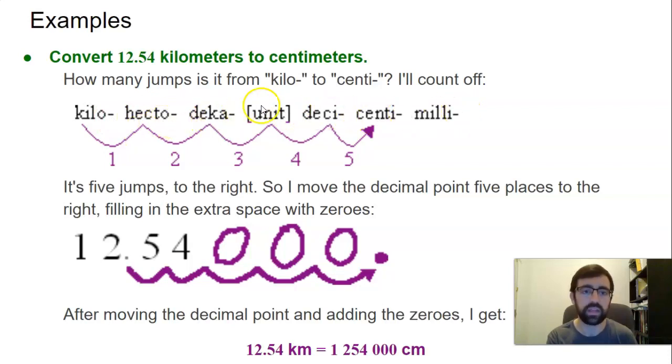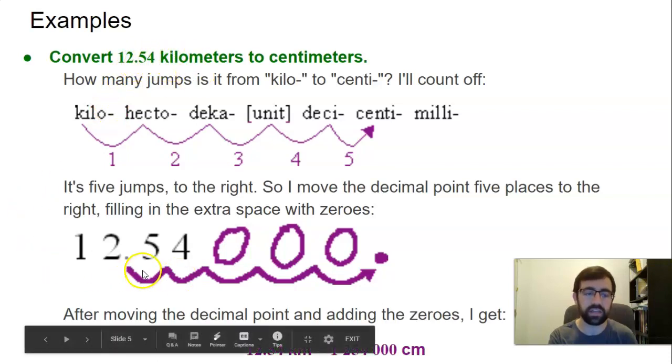All right, we start at kilometers. We're going to centimeters. Okay, meter would be the unit. Centi is over here on the right. So I'm going to go from kilo to centi. How many spaces do we move? We move 1, 2, 3, 4, 5 spaces. So I'm going to take my decimal and move it 5 spaces in the same direction I just went, to the right. 5 spaces to the right.